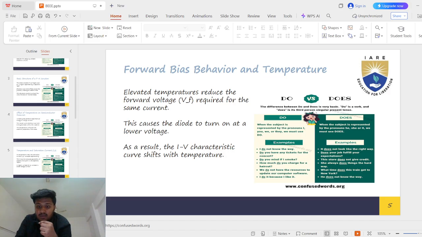Forward bias behavior and temperature. In simpler words about this topic, we can say when the temperature goes up, a diode needs less voltage to allow the same amount of current to flow. So it starts conducting, turning on earlier or at a lower voltage.